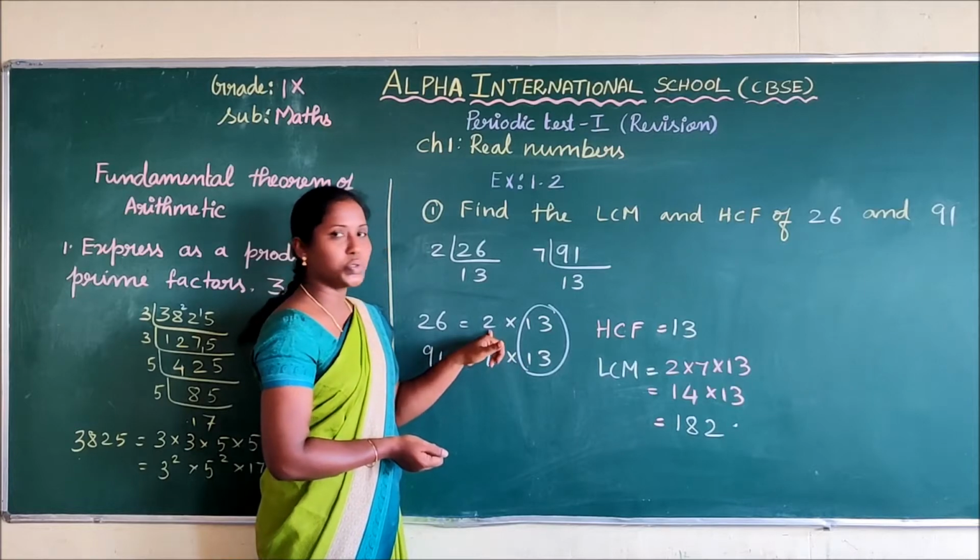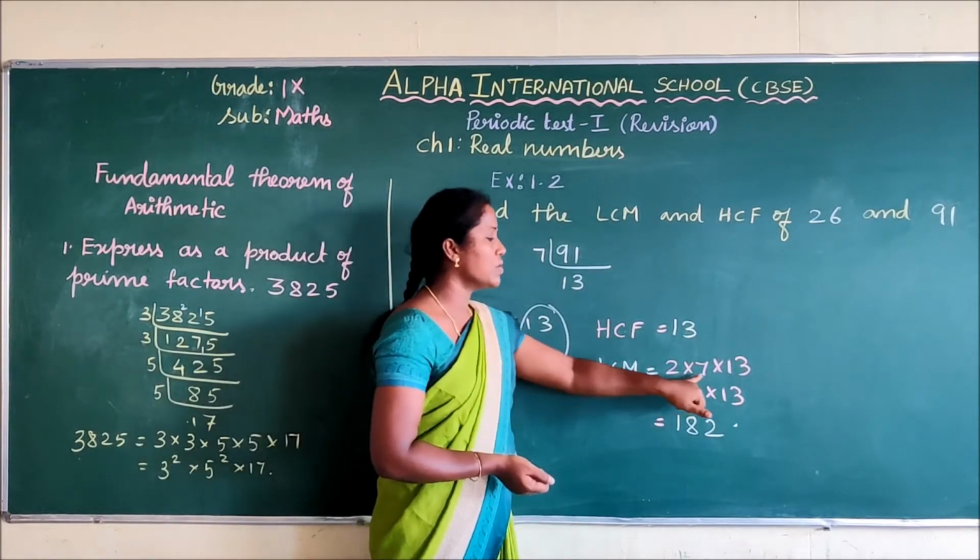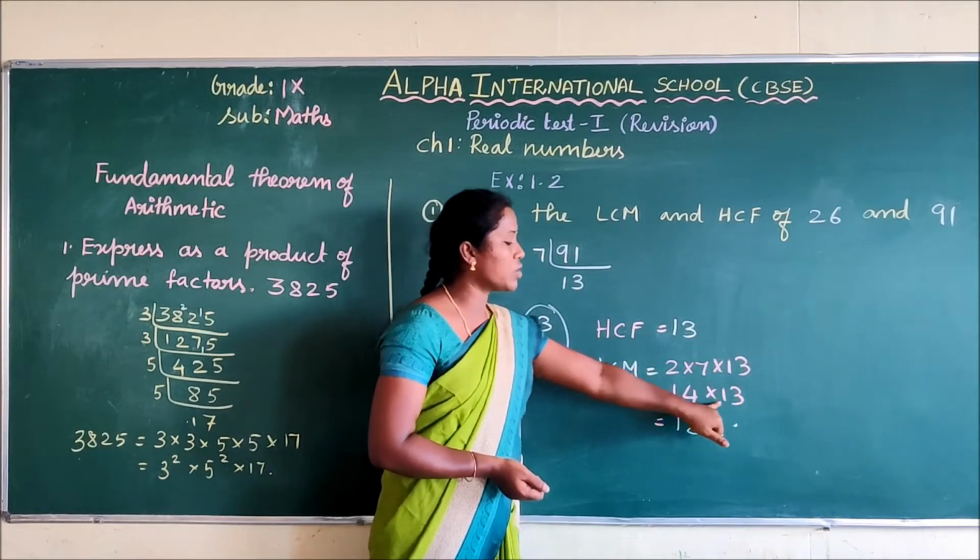So what are the numbers? 2 into 7 into 13. For the LCM we have to take 2 into 7 into 13. That is 14 into 13, which is 182.